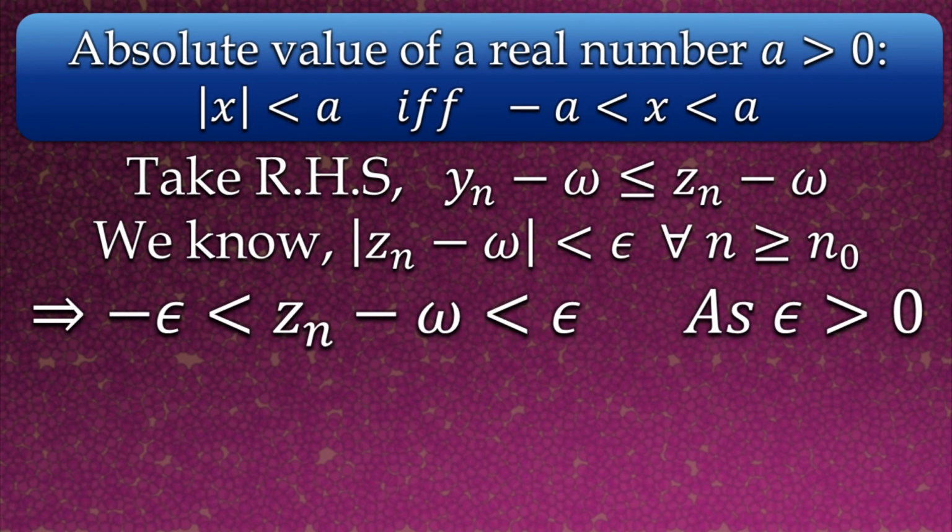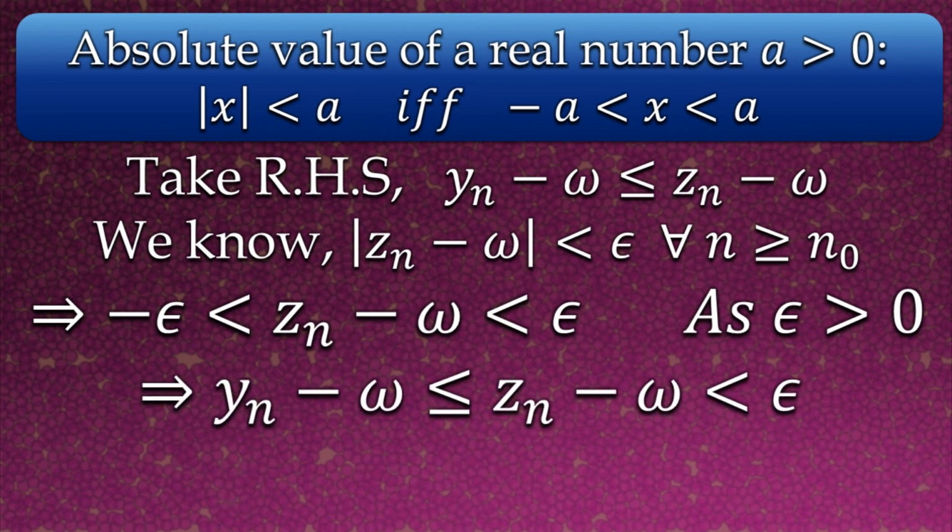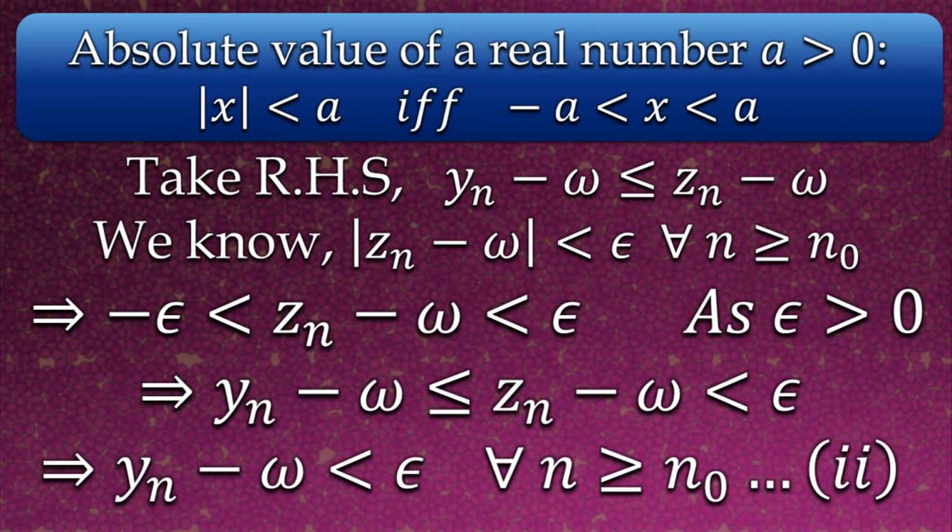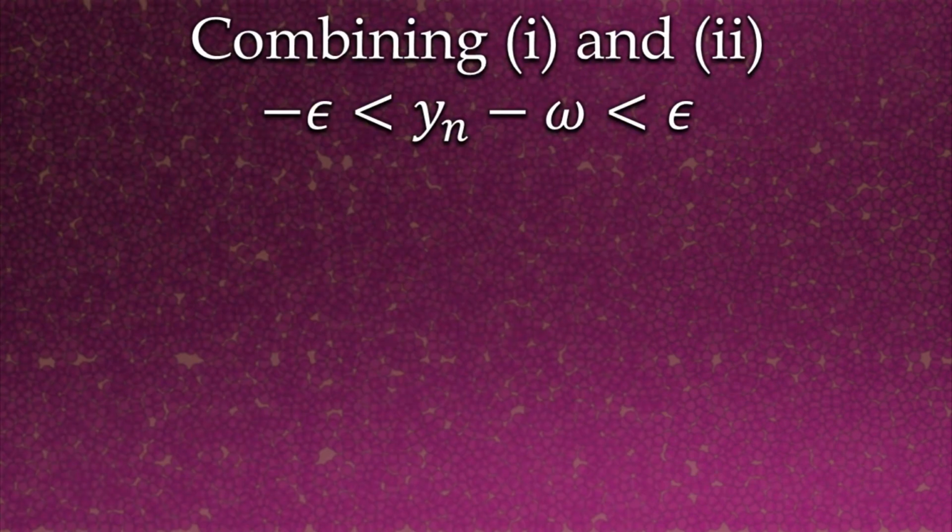Now by combining the right hand side of the inequality with this new inequality, we get yn minus omega is less than or equal to zn minus omega, which is less than epsilon, which implies that yn minus omega is less than epsilon for all n greater than or equal to n naught, and we will save it as our second inequality. Now by combining the first and second inequalities, we get minus epsilon is less than yn minus omega, which is less than epsilon for all n greater than or equal to n naught.